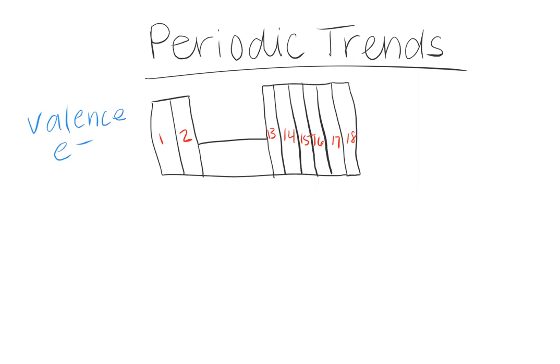Valence electrons are the electrons in the outer shell of each atom. Those in group 1 have one valence electron. Group 2 has 2. Those in 13 have 3, 4, 5, 6, 7, and 8. Remember, the noble gases have 8. And everybody wants to achieve a full outer shell, which for most atoms is an outer shell of 8 electrons.